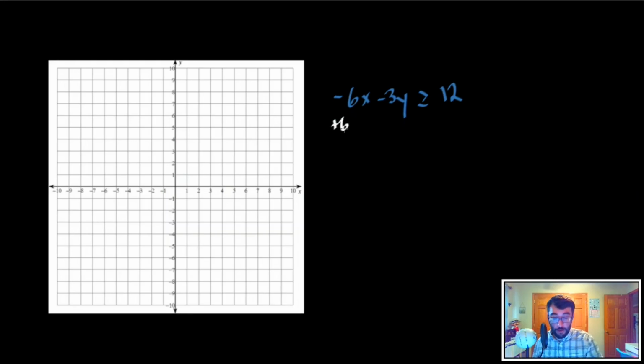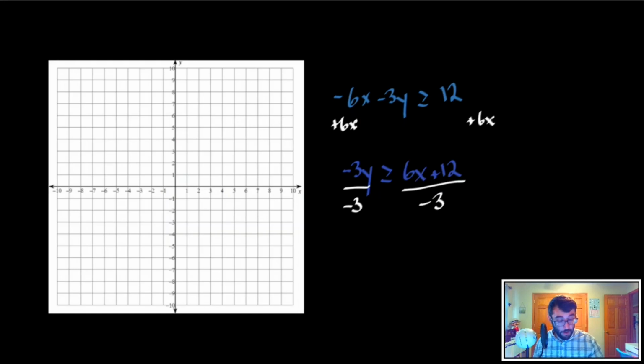So the first thing I would do is I would move the -6x over. So now I'm going to have -3y is greater than or equal to 6x plus 12, okay? And from here, that -3 is still multiplying the y, so I'm going to divide each side by -3.